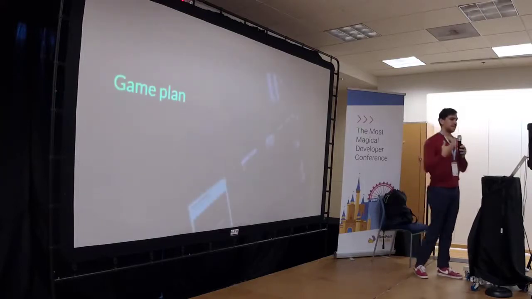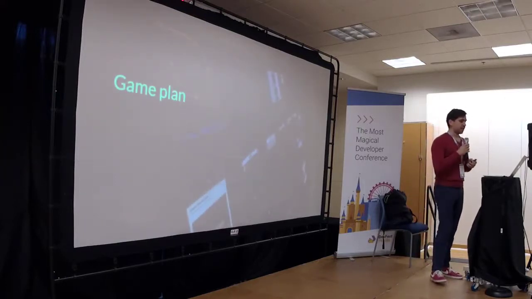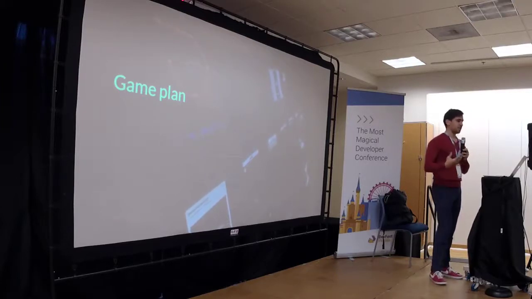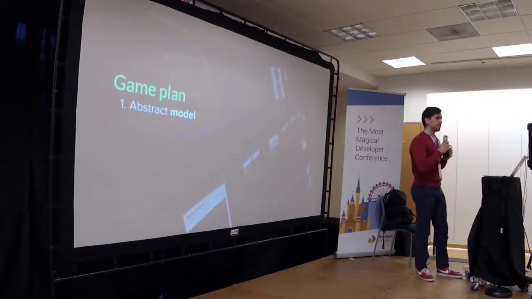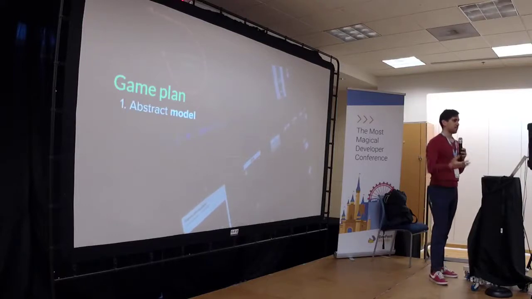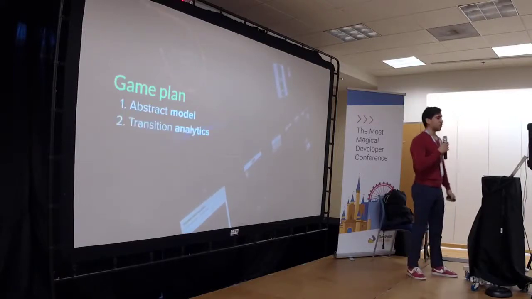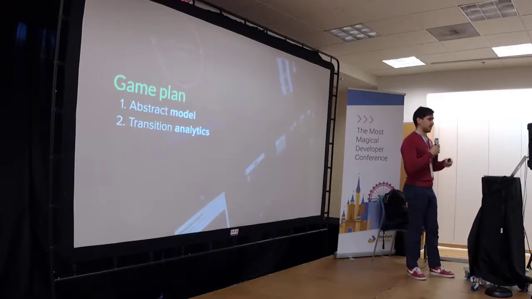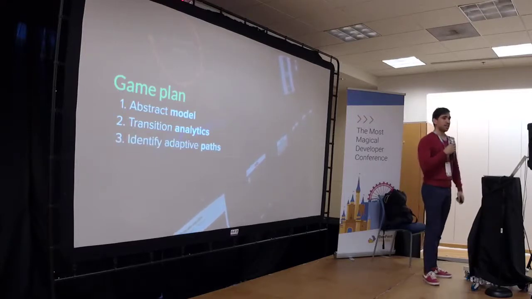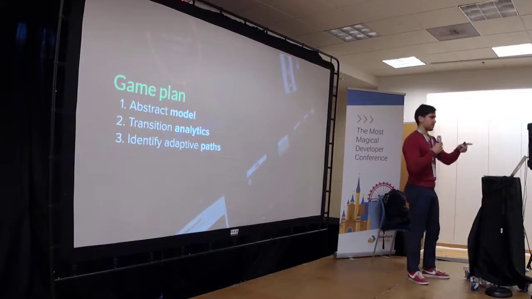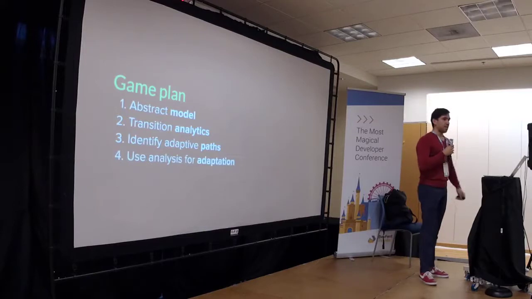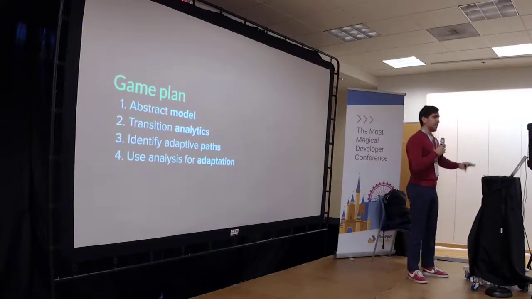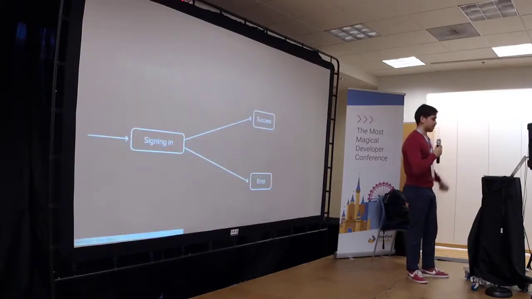But I want to make it adaptive, right? So let's come up with a game plan for how we can make this adaptive. The first step is to create an abstract model, and that's the state machine that I'm talking about. And then we want to have analytics on those transitions and measure how often users are going from one state to another and when they're doing so. Then we identify the adaptive paths, which are the paths where we could say, you know what, if a user prefers this more, let's take them there instead. And then we could use the analysis from step 2 in that automatic adaptation in real time.